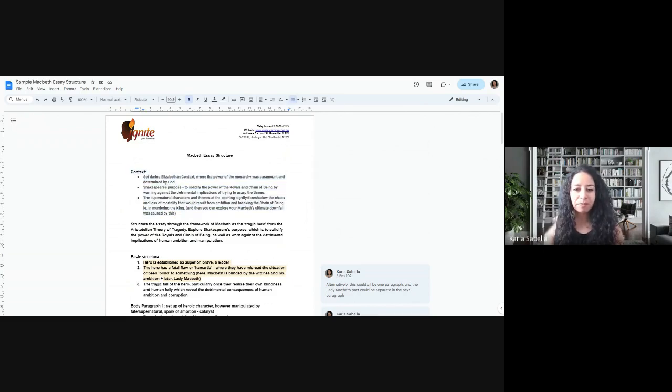Okay, so during the Elizabethan context, we've got the monarchy, and we've got religious values, and we've got the fact that there's a chain of being. So the chain of being is that there's like a king or a queen at the top, and then it's sort of a pyramid.